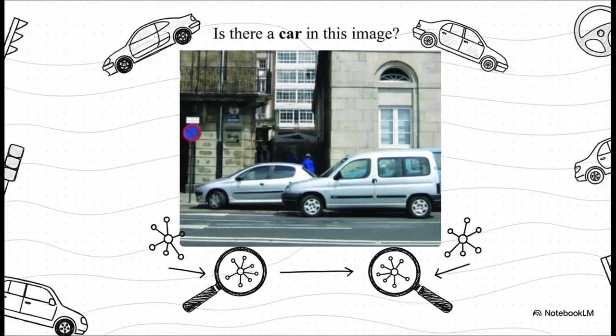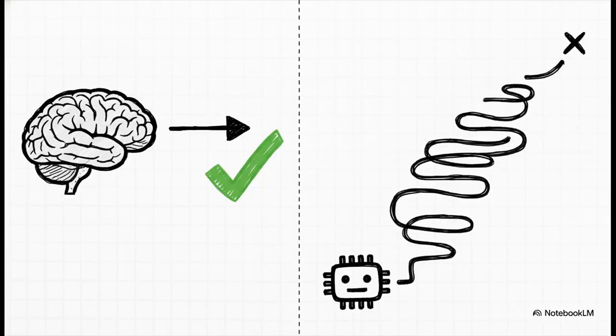All right, let's just jump right in with something that's, well, dead simple for us. Take a look at this image. Is there a car in it? I mean, your brain probably answered that before I even finished the sentence, right? No effort at all. Yeah, of course it's yes. But here's the thing. For an AI, that easy yes is just the beginning of the story.